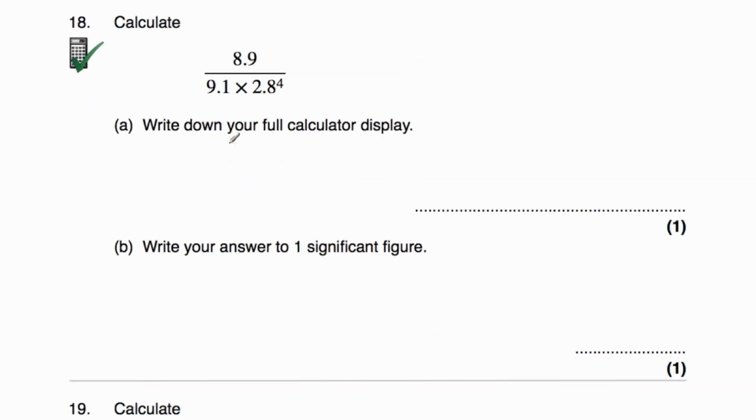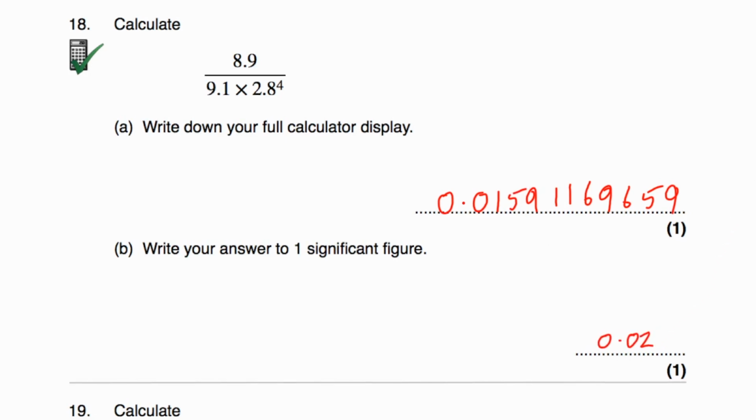So question number 18, I've been asked to write down our full calculator display. So that's going to be 8.9 on the numerator, and then on the denominator, multiplied by 2.8 to the power of 4. And whenever I do that, I get an answer of 0.01591169659. And we've been asked to write our answer to one significant figure. Now we ignore the 0 points at the front, so we're either going to have 0.01 or 0.02. Now the digit after the ones is 5 and then 9, so as you can see that's closer to 0.02 than it is to 0.01. So the answer is 0.02.